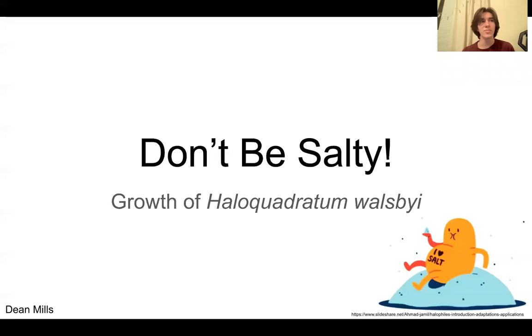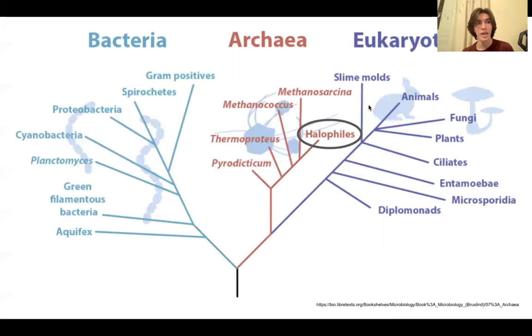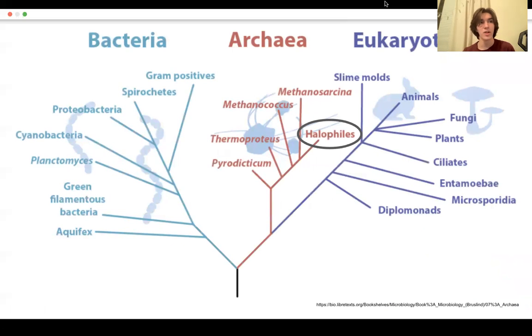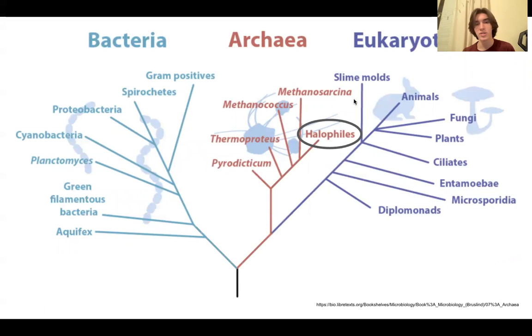Hi, my name is Dean Mills, and my project studies the growth of Haloquadratum walsbyi, which is a halophilic archaea. Archaea are one of the three main domains of life, along with bacteria and eukaryotes. Archaea are single-celled organisms like bacteria, but have some components in common with eukaryotic cells. Here are the three domains labeled with halophiles circled.